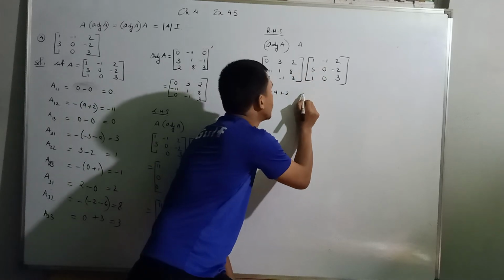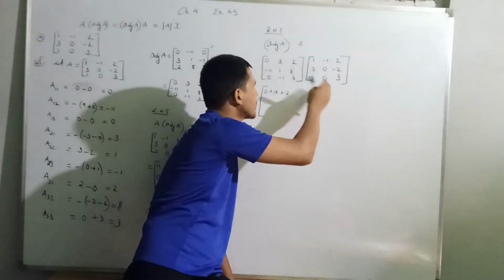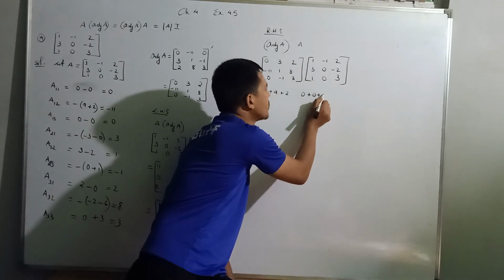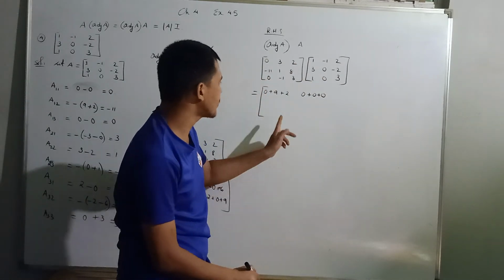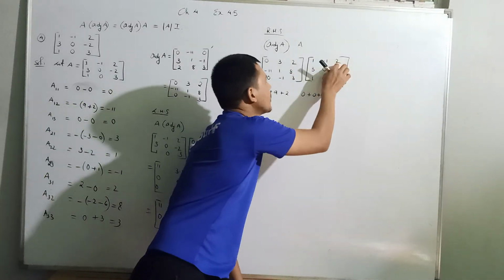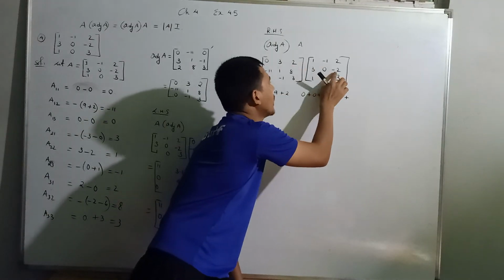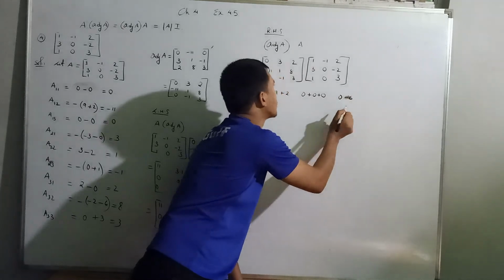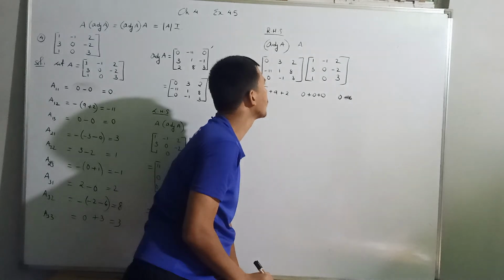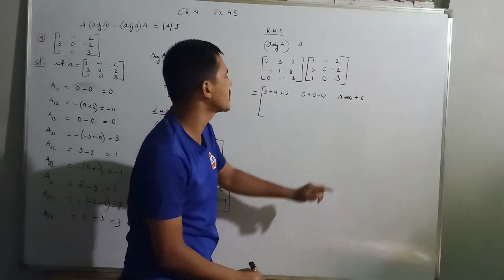First row with second column. 0 into minus 1 is 0, plus 3 into 0 is 0, plus 2 into 0 is 0. We have to make sure that only the diagonal elements will be 11. Rest everything is 0, okay? 0 into 2 is 0. Plus 3 into minus 2 is minus 6. Plus 6. 2 into 3 is plus 6.